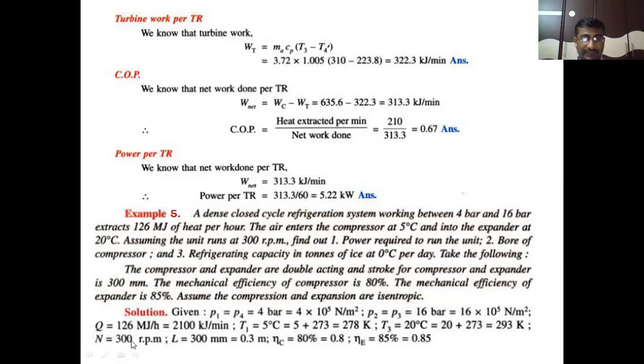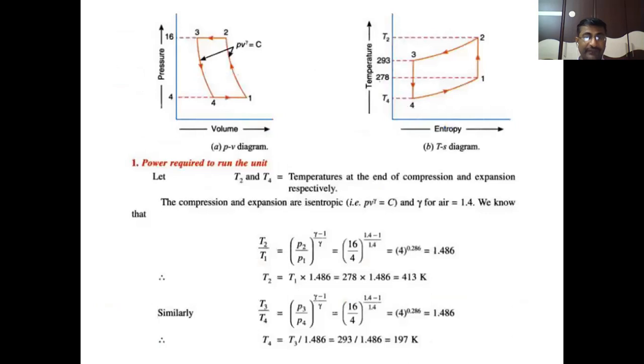Speed of the compressor and expander is taken as capital N, 300 RPM. Stroke length capital L is 300 millimeters or 0.3 meters. Efficiency of the compressor is 80% and efficiency of the expander is 85%, that is 0.85. This is the given data. From this data, we should calculate the power required by the system, the bore of the compressor, that is the diameter of the compressor cylinder, and the refrigeration capacity in terms of ice. Let us discuss one by one. This is the PV and TS diagram for the given cycle. In this, T1 and T3 are given as 278 and 293.